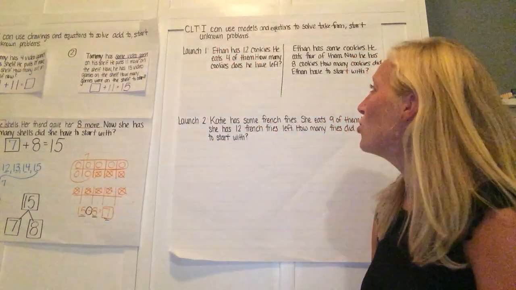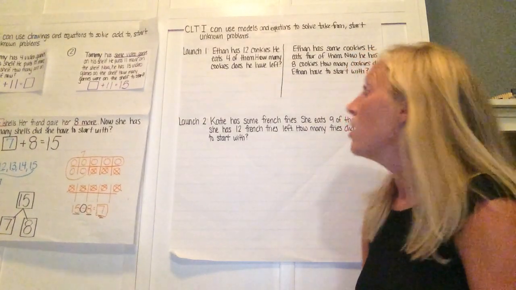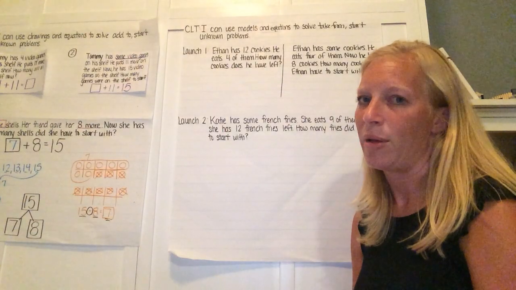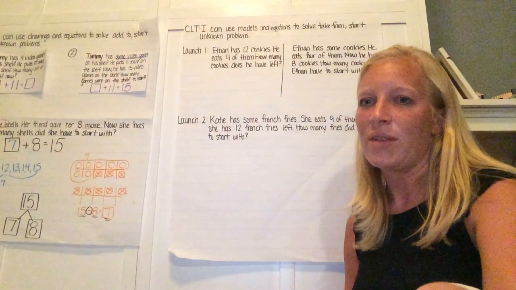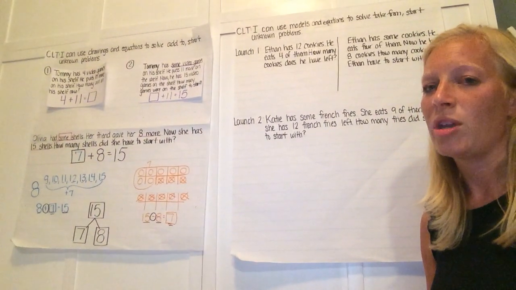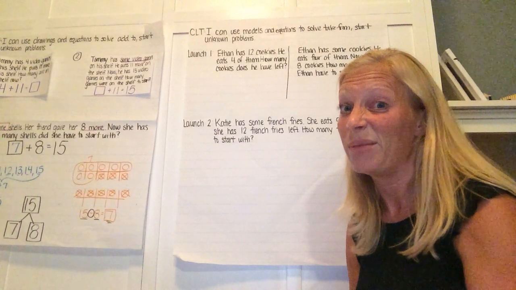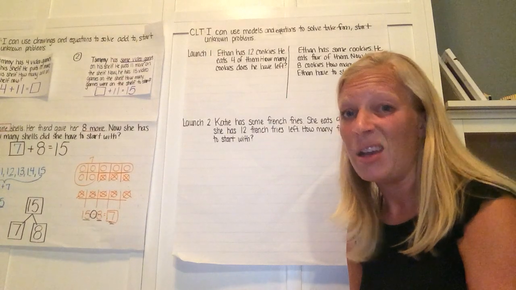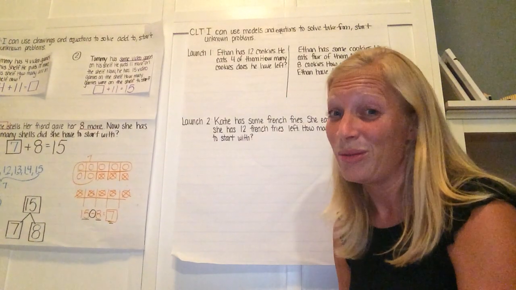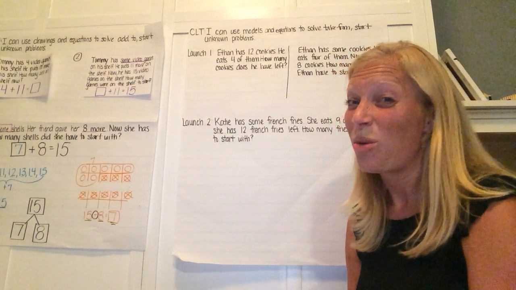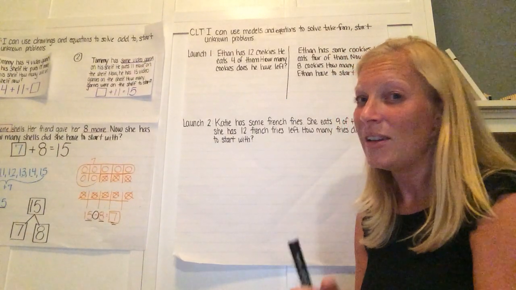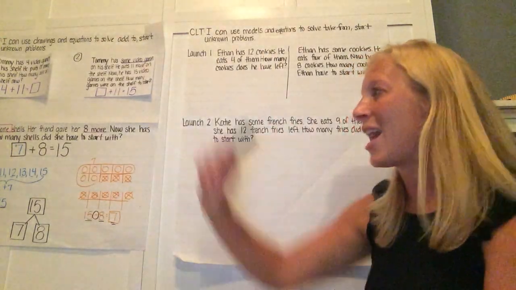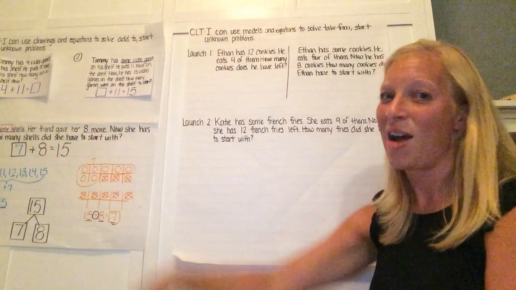I can use models or pictures and equations to solve take from, start unknown problems. So yesterday we tackled, and you can even see over here, and we always want to be able to use our charts from the day before or even a couple days before to help us solve problems for a new day. Yesterday we were tackling those add to start unknown problems. Today we're going to change it a teensy bit, and we're going to solve take from start unknown problems. So we added to yesterday and we're taking from today.